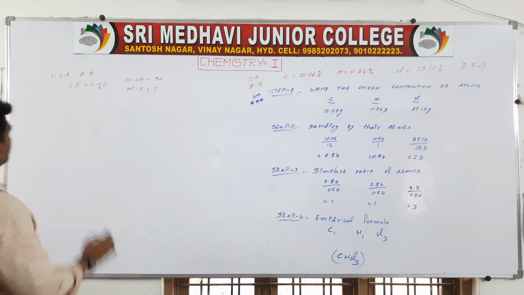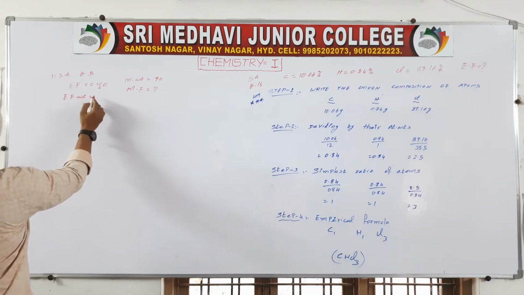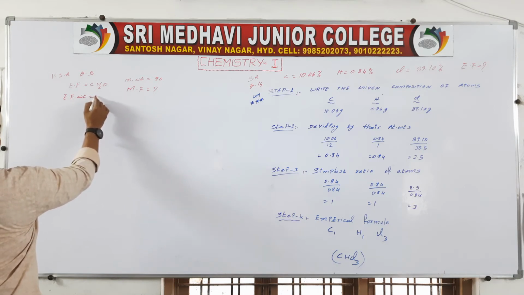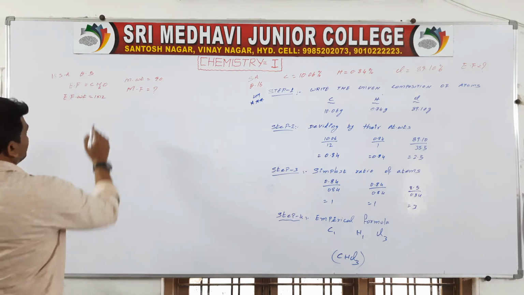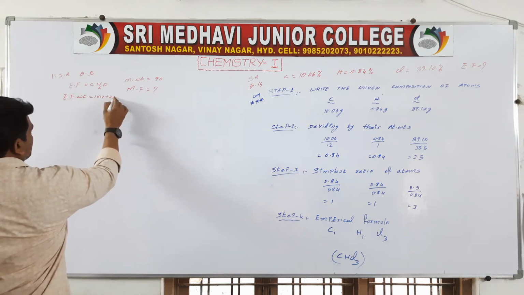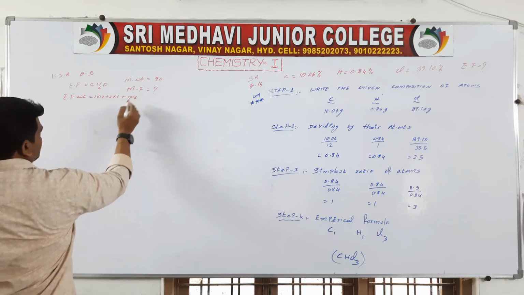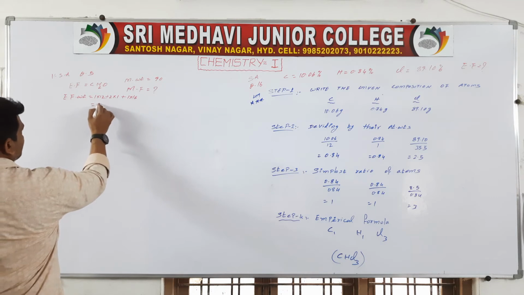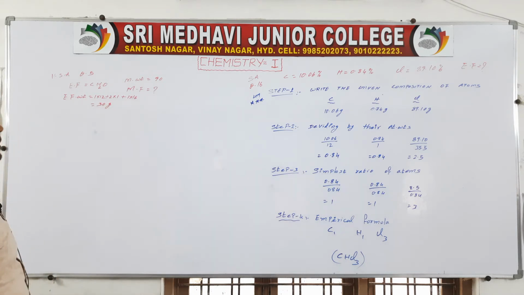Okay. Here you have to calculate the empirical formula weight. So carbon 1 into 12. Then hydrogen, how many? 2. 2 into 1, plus oxygen 1 into 16. Then it is nothing but 30 grams.